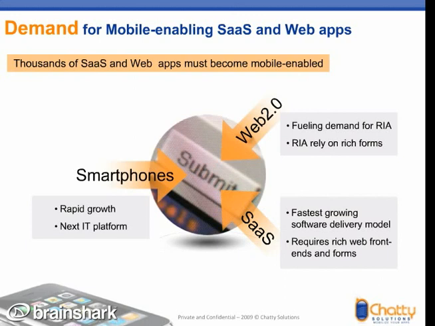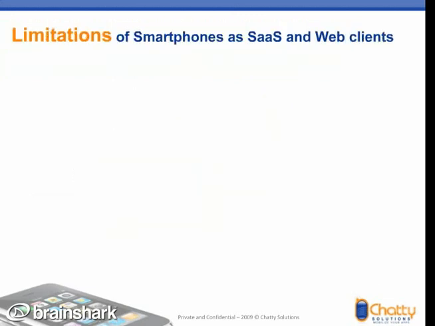Smartphones are becoming the preferred client platform for applications because of their sheer number and convenience. Smartphones are great for presenting information. However, they have some major limitations when it comes to data entry and electronic forms, which are the staple of business and e-commerce applications.